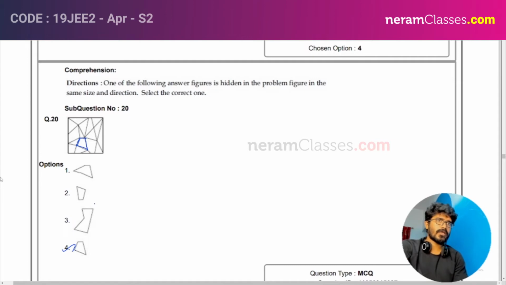You should take any one of the lines here and check for the same line parallel in this composition, and check whether the particular shape, if it is on the left side of this line, is there here on the left side. So you can easily filter out the options like that. So option 4 is the right answer. I checked the other options, others are wrong.